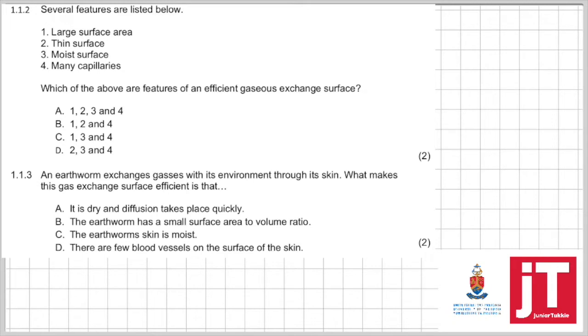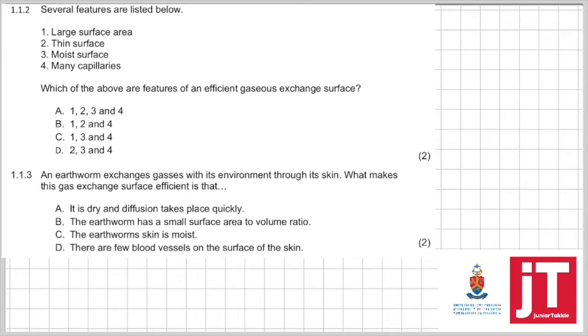Now, if you remember going back to one of the other theory videos, we did the efficient gas exchange surfaces and what the characteristic traits of a surface are that make it efficient. And what you should remember is that a large surface area is definitely necessary for efficiency in gas exchange. So I would say definitely option 1. Looking at option number 2, thin surface, yes. What this does is it allows for rapid diffusion across a membrane.